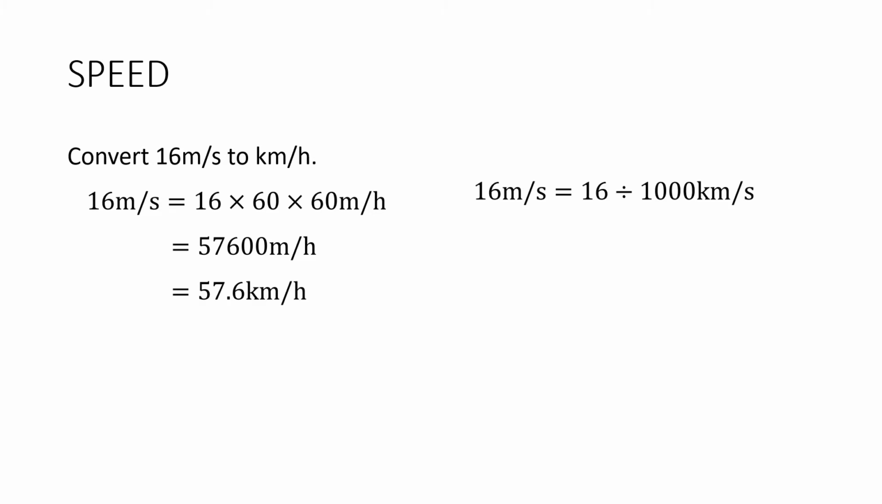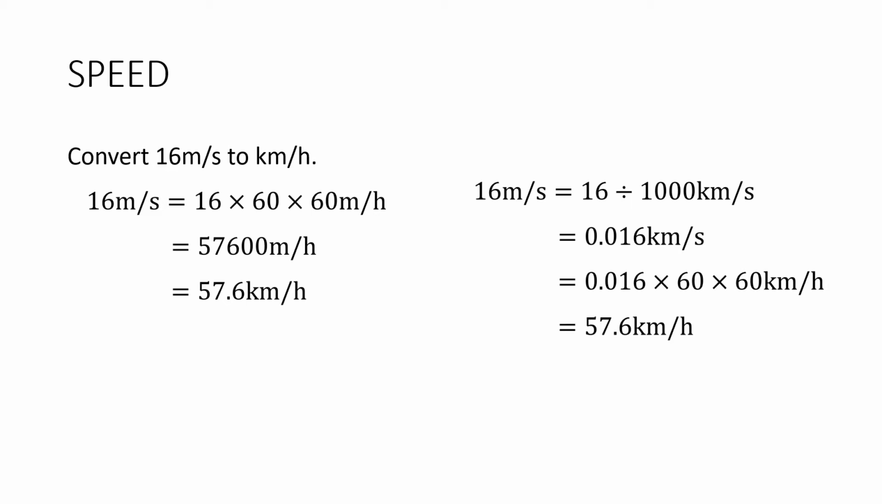This is what happens if you go the other way. It's still going to give you the right answer. 16 metres is the same as 16 divided by 1,000 kilometres per second, which is 0.016. Now times by 60 times 60, same answer, 57.6 kilometres per hour.